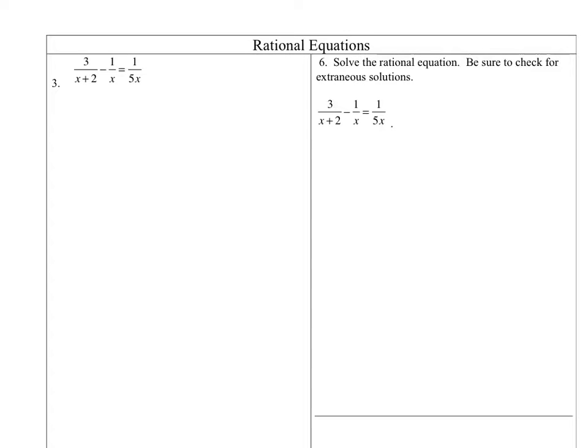Next one, we've got to make all the denominators the same. I'm going to rewrite this as 3 over x plus 2. Leave a bunch of space. Minus 1 over x. Leave a bunch of space. Equals 1 over 5x. And leave a bunch of space. Okay, so carrying forward. I've got an x plus 2. There's no x plus 2 here, so that needs 1. We add that to the top and the bottom. And then I've got an x plus 2 that I need on the top and the bottom here.